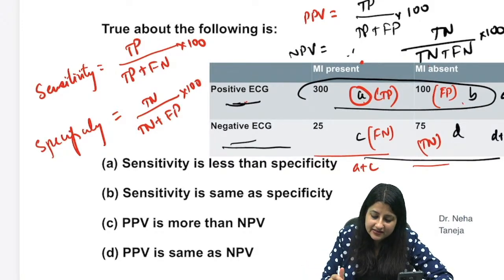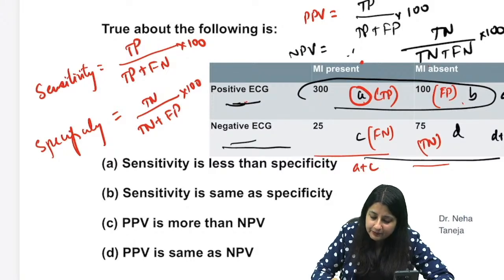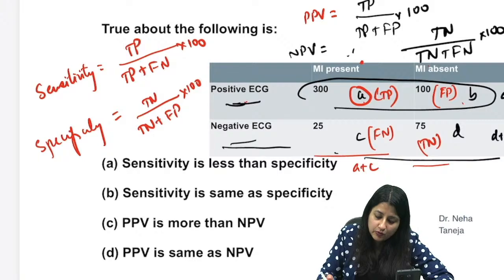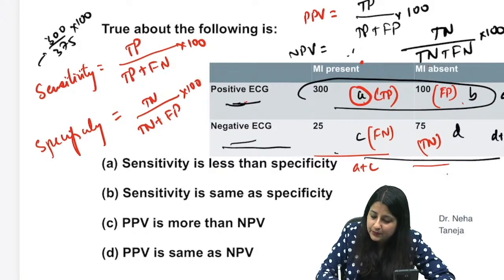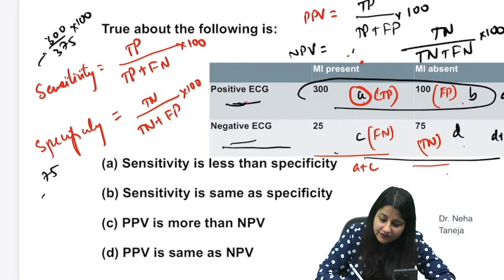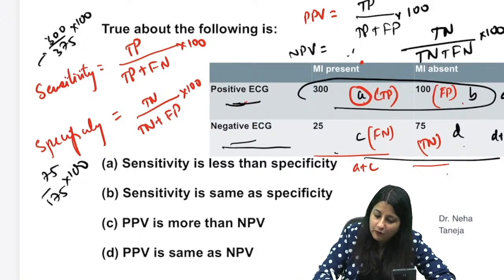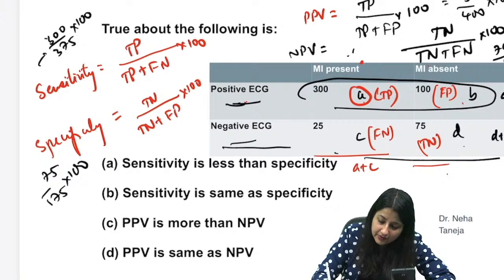Okay, so what did sensitivity come for you? You can do it. It will be 300 upon 325 into 100. Okay, what is specificity going to be? Specificity is going to be 75 upon 175 into 100. And PPV, you can obviously do it. 300 upon 400 into 100. And what is NPV? NPV is going to be 75 upon 100 into 100.